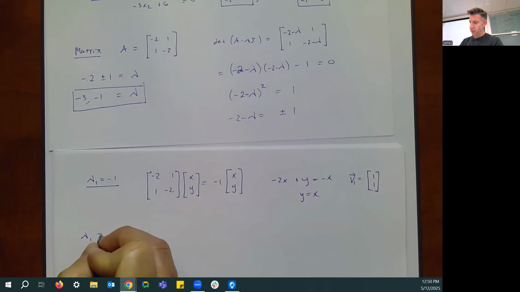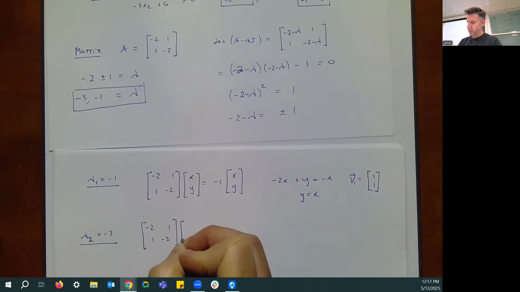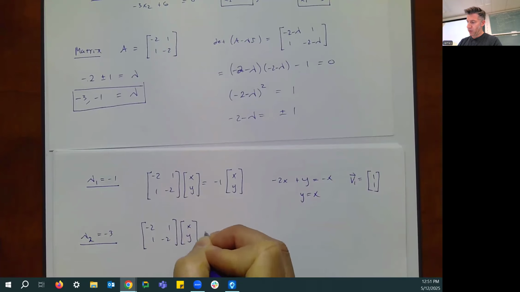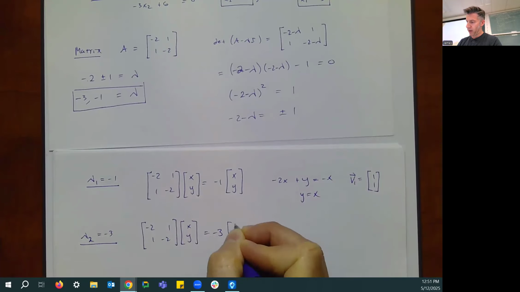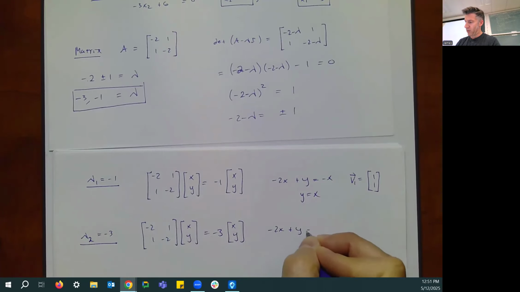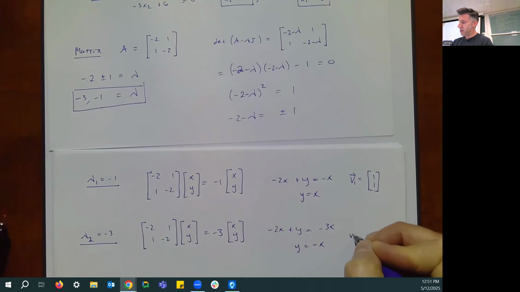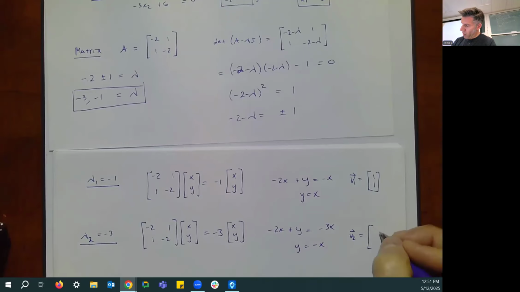For lambda 2 equal to negative 3, we get negative 2, 1, 1, negative 2, again, times the unknown eigenvector. Now it's equal to negative 3 times the unknown eigenvector. And now our first equation is negative 2x plus y equal to negative 3x. When we add 2x to both sides, we get y equal to negative x. So our eigenvector here is going to be, let's do the same thing I did before, 1, negative 1.